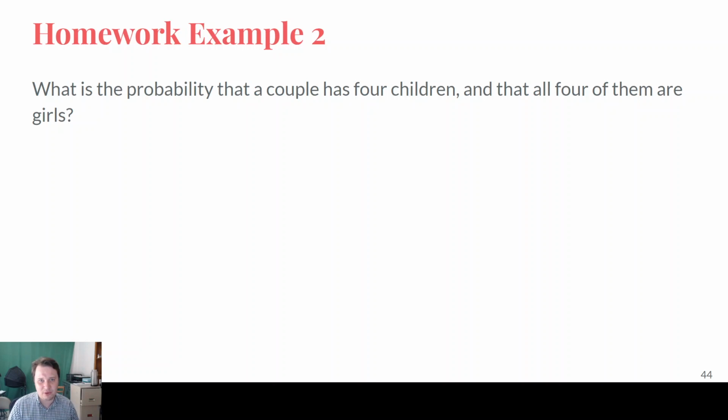Compound, C-O-M-P-O-U-N-D. And that's where we have one event, and then another event, and then another event, and then another event. And we need all of them to be true. And so it's 4 children, and we need all of them to be girls in this example. And when you have multiple events, the way you calculate their probabilities is by multiplying.